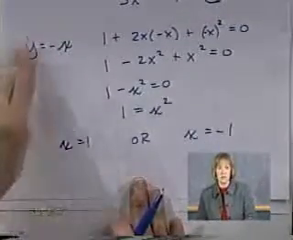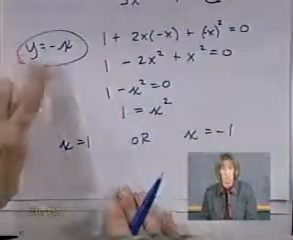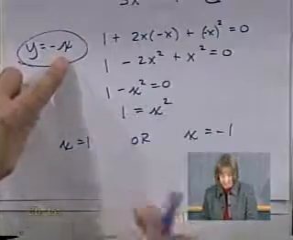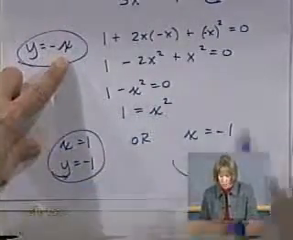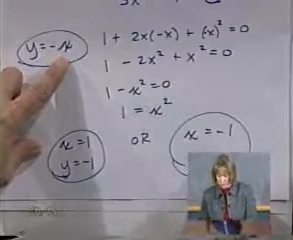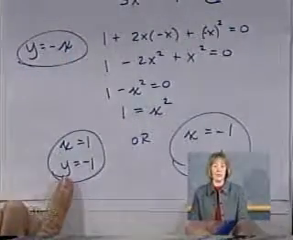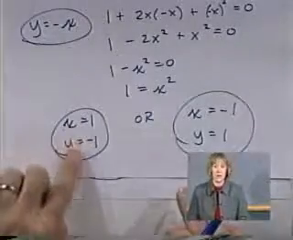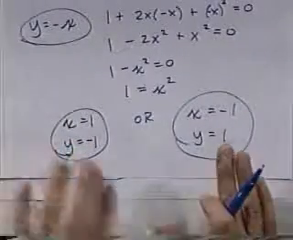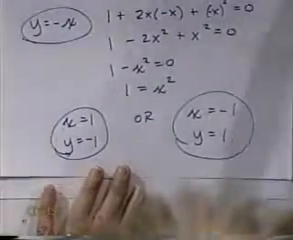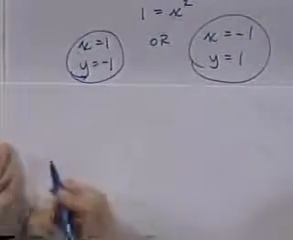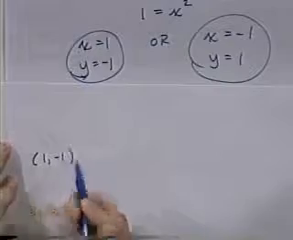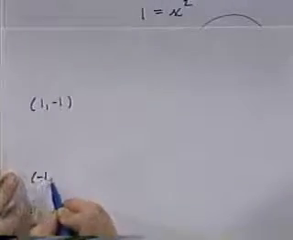Now notice here, the stipulation was y was the opposite of x. So if y is the opposite of x, if x is 1, y is negative 1, or if x is negative 1, y is 1. So these are the 2 points that I must check: 1, negative 1, and negative 1, 1. Those are the 2 points that we're going to check. So we're going to make ourselves a little chart. My candidates for max-mins are the points 1, negative 1, and negative 1, 1. Those are the points that we want to check.